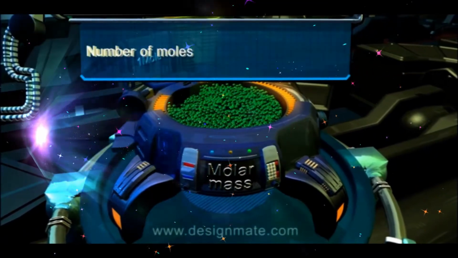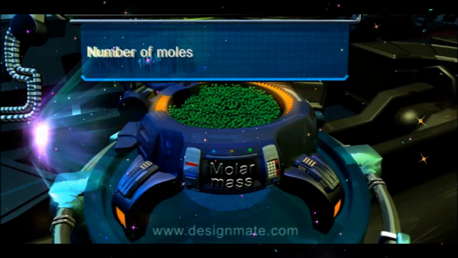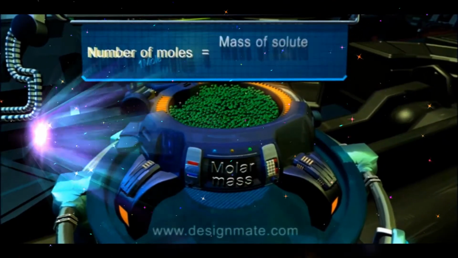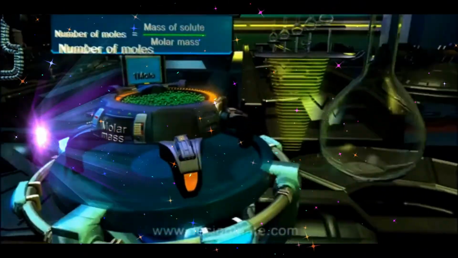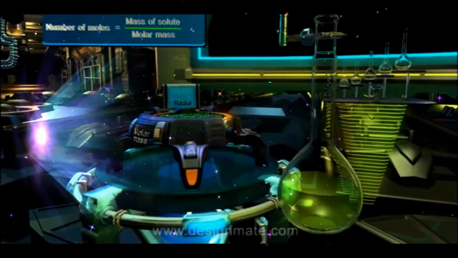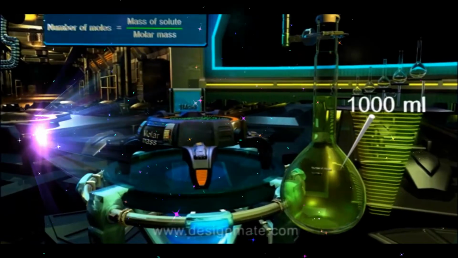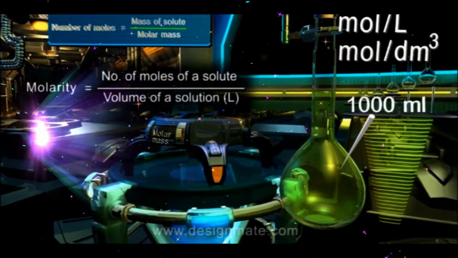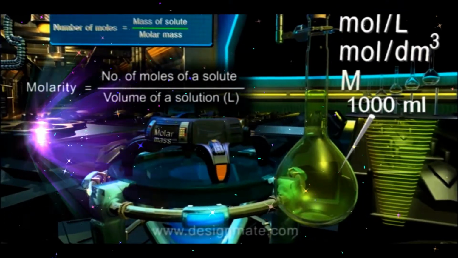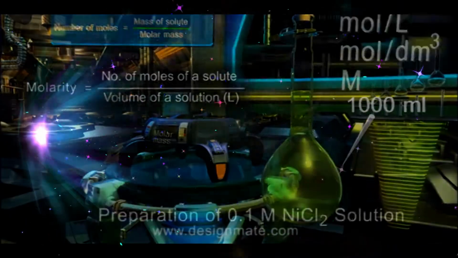The number of moles of a solute present in a given solution can be determined by dividing the mass of the solute by its molar mass. The number of moles of a solute present in 1 liter of solution is called its molarity. It is expressed in mole per liter or mole per decimeter cube and is denoted by an uppercase M.